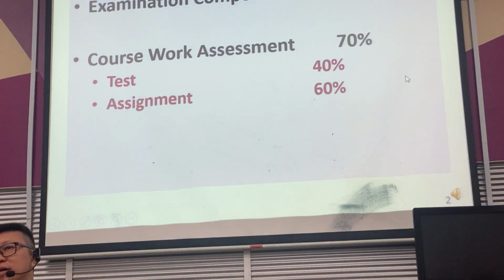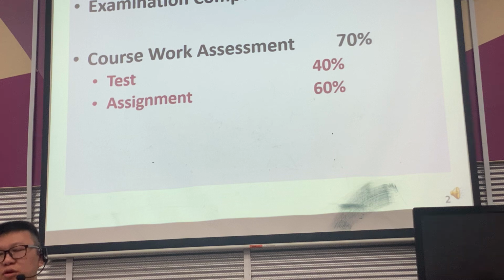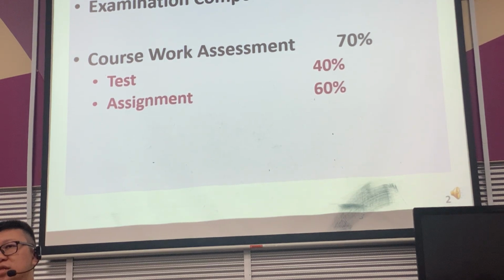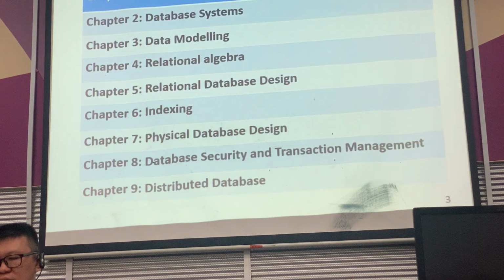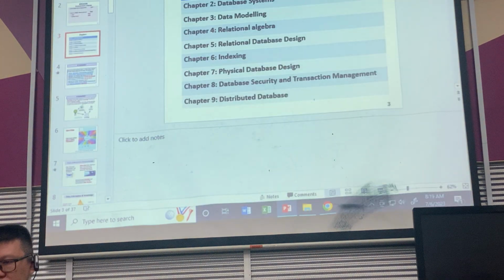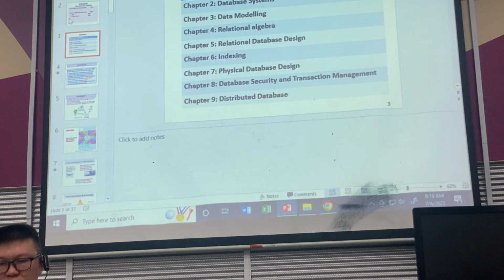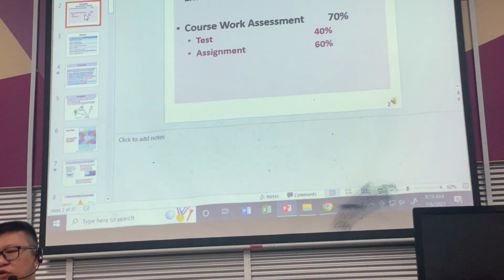This is your coursework. Okay, so it's 70%. So you must get very high in your assignment and your midterm test. What's the meaning? The meaning is, what I mean is, if your final exam is very poor, 40 marks only, that's it. But you still can pass if your coursework is very high.